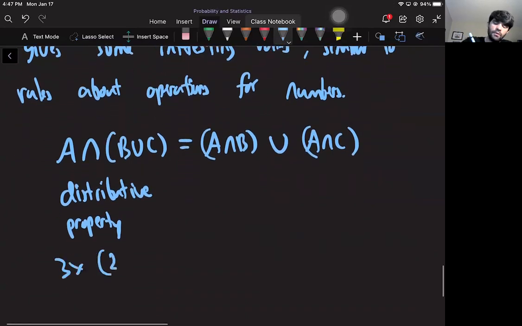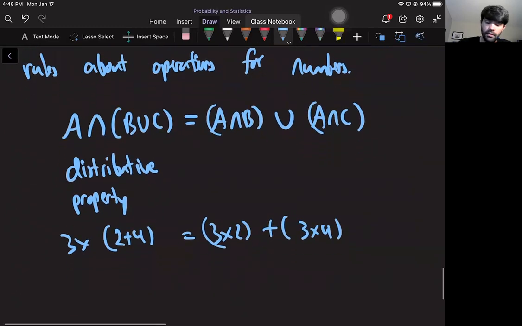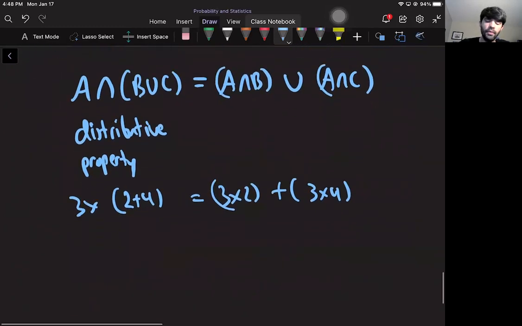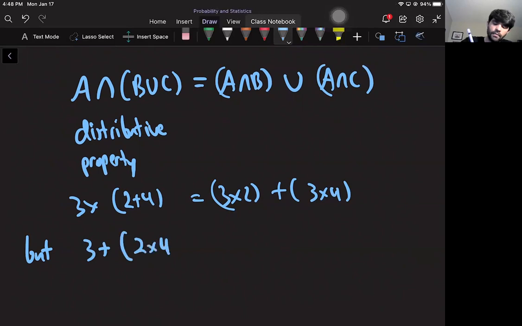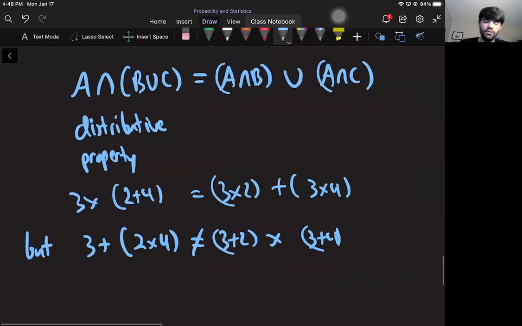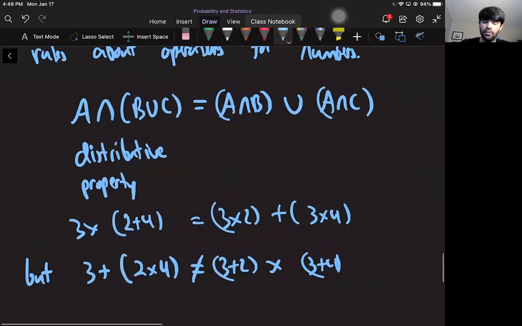3 times (2 plus 4) is 3 times 2 plus 3 times 4. So that behaves just like multiplication and addition do, but the opposite for numbers doesn't work. So for example, I cannot do addition over multiplication. So 3 plus (2 times 4) is not equal to (3 plus 2) times (3 plus 4). So that's not true. It only works one way. Multiplication distributes over addition, but addition does not distribute over multiplication.